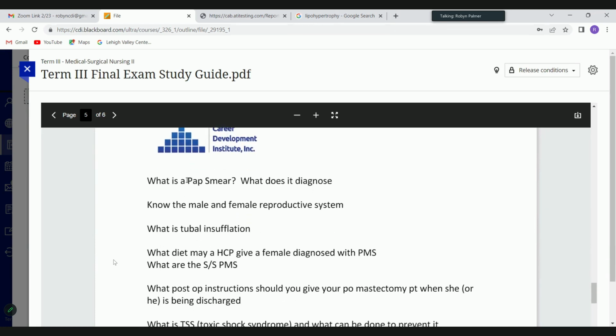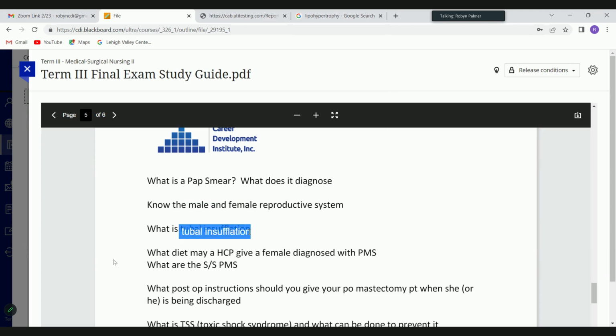What's a pap smear? What does it diagnose? We diagnose cervical cancer. Know the male and female reproductive system. We can't go over that right now, but you guys are having that quiz next week, so you already know the male and female reproductive system.